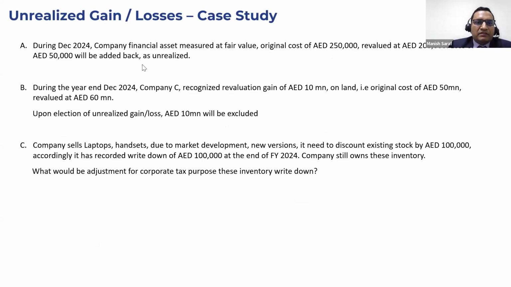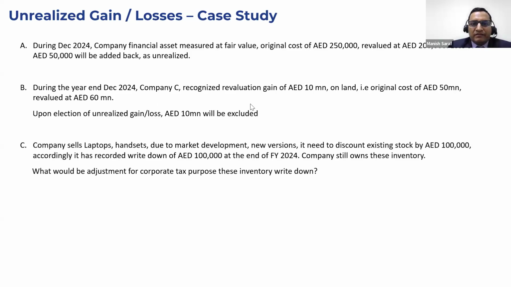So here are certain examples. Someone who has financial assets, that means they have investments in other companies, whose value was originally 250,000 but has been reduced to 200,000. So there is a loss of 50,000, which was shown in accounting income. But when you do a tax computation, you will add back that amount because this is unrealized.